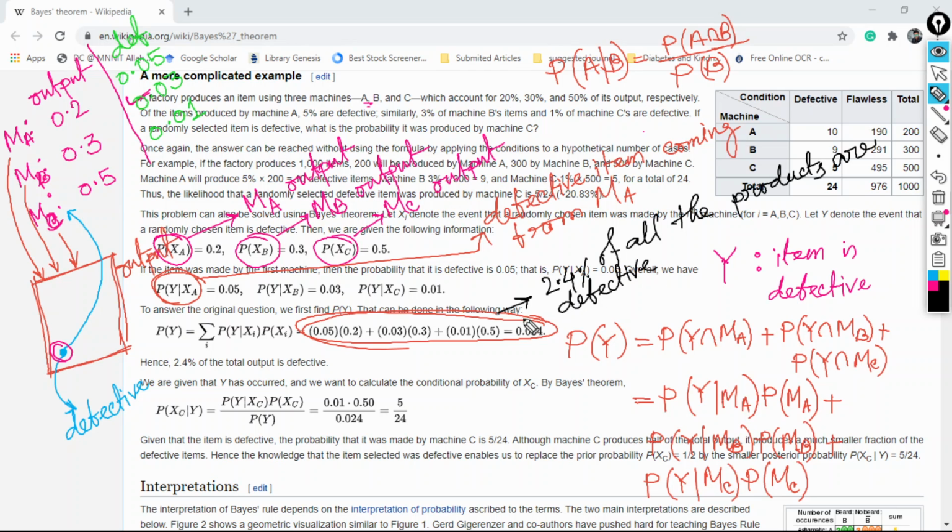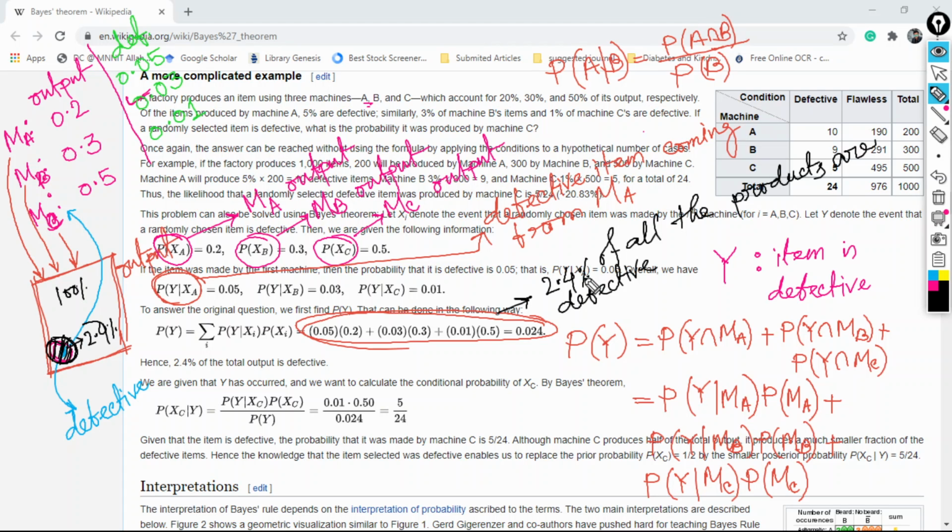This means that if our whole product is 100%, then only 2.4% is defective product. If this is the defective product, the black portion, then this portion is actually 2.4%. So of all the product we have only 2.4% defective, and how do we get this 2.4%? Because the product comes from machine A, or machine B, or machine C. I am using the or plus sign in the conditional probability concept here, and I have simply counted how much of the whole product is defective.